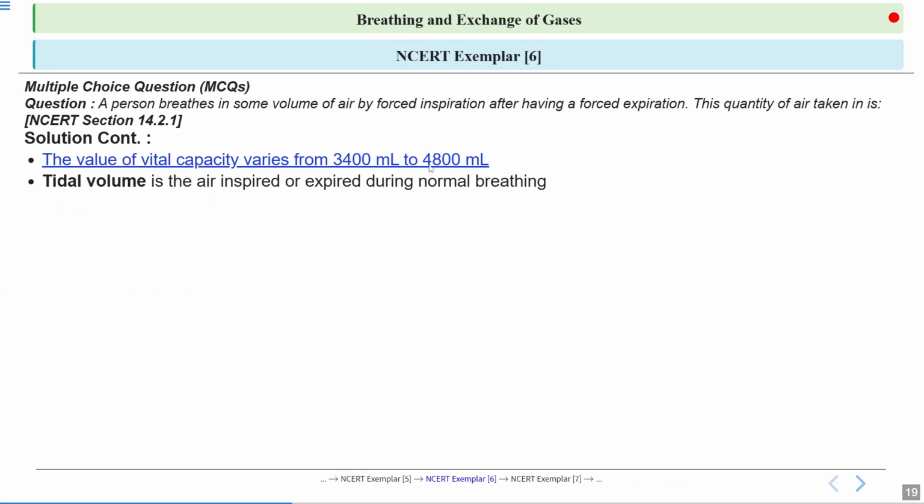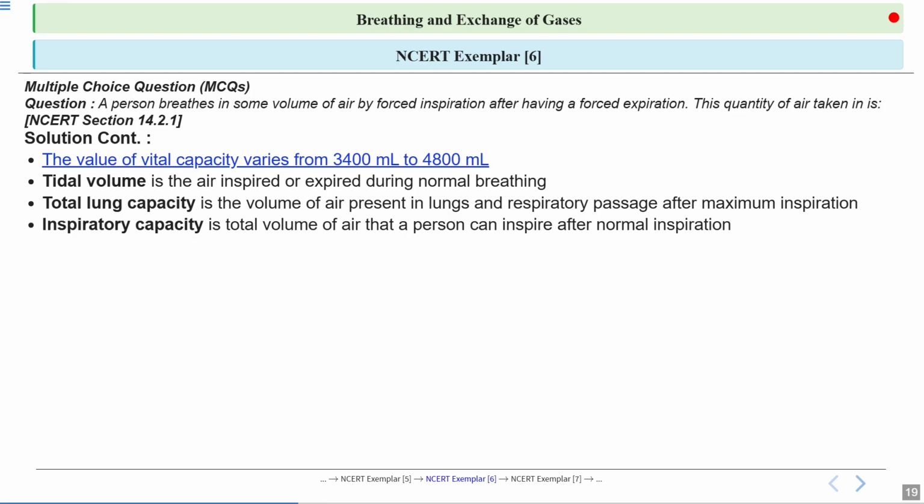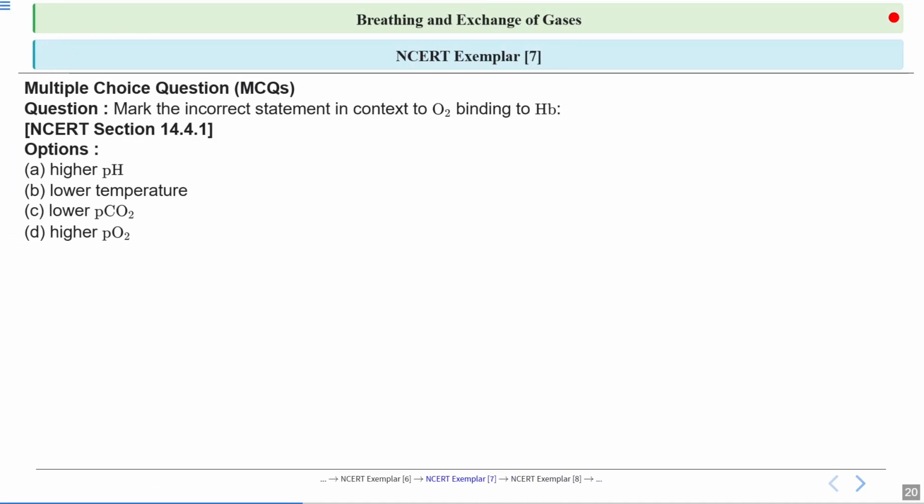The value of the capacity becomes 3400 ml to 4800 ml. Tidal volume is the volume of air inspired or expired during normal breathing. And total lung capacity is the volume of air present in the lungs and respiratory passages after maximum inspiration. Inspiratory capacity is the total volume of air that a person can inspire after normal expiration. So these are the other options given in the question. Let us see another question.